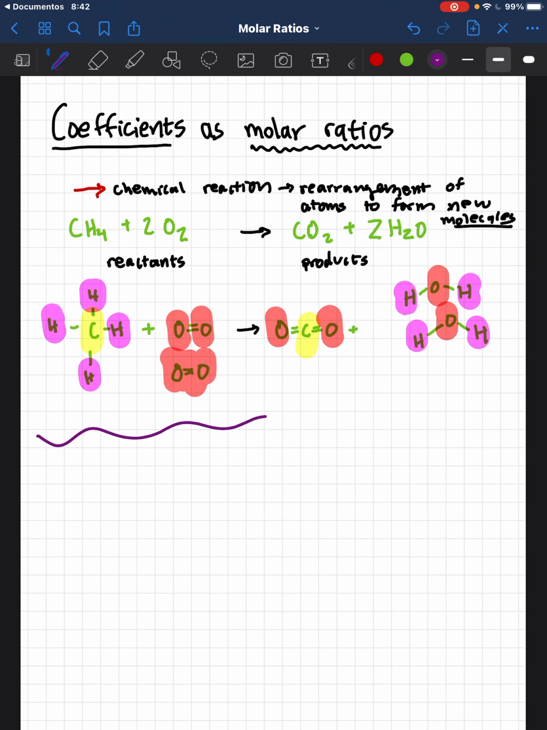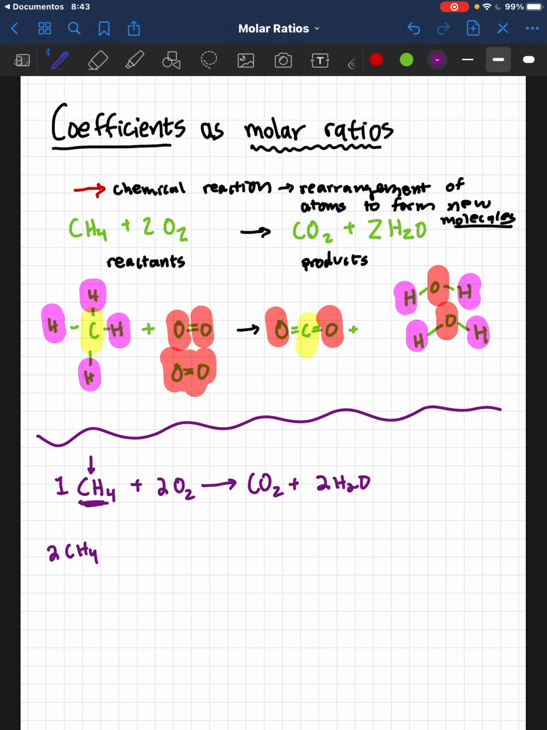All right, so I have my balanced chemical reaction, and that tells me for every 1 CH4 molecule, I have 2 oxygen molecules that produce 1 CO2 and 2 water molecules. Well, I know that if I started with 2 CH4 molecules, I would then need, how many oxygens? I need 4 oxygens. Now I'd be able to make 2 CO2 molecules and 4 water molecules.